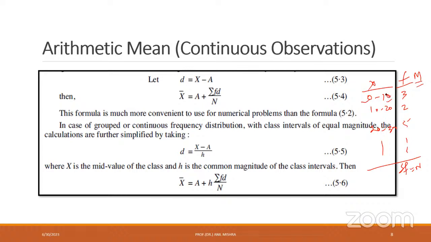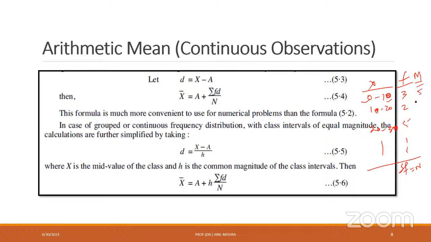If it is given 0 to 10, what is the lower limit? Lower limit is 0, upper limit is 10. If it is given 10 to 20, then the lower limit is 10, upper limit is 20, and so on, 20 to 30. Now, how to find the midpoint? Midpoint means lower limit plus upper limit divided by 2, means 0 plus 10 divided by 2, it becomes 5.